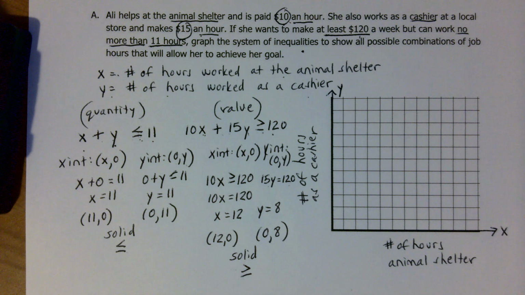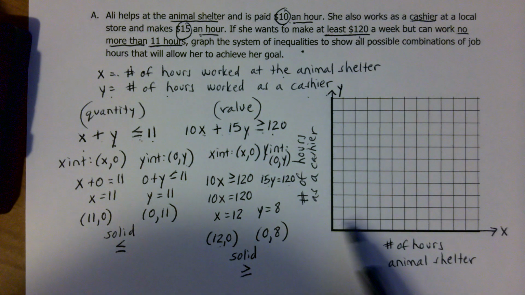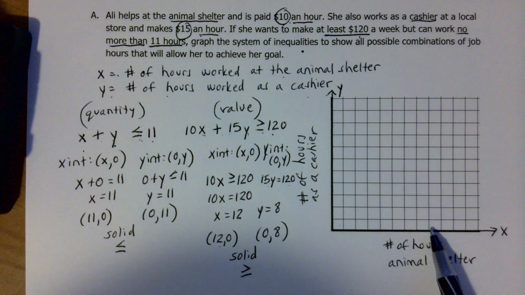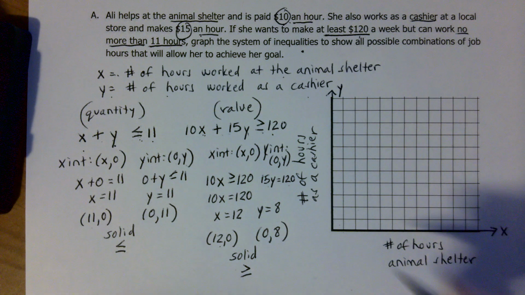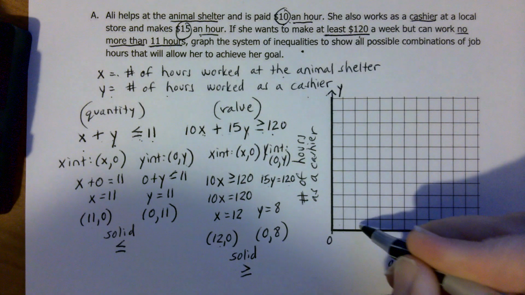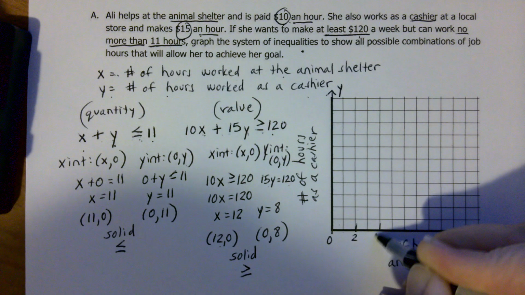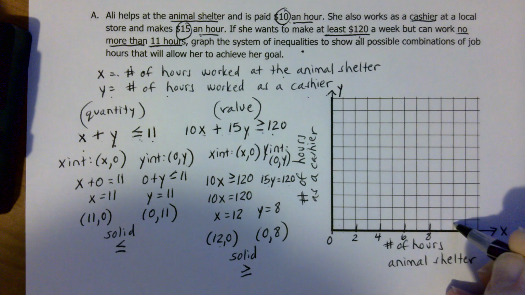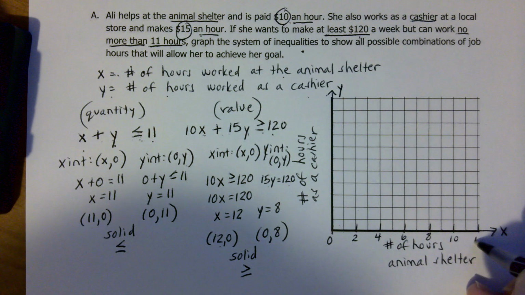Now we're ready to graph. So I take a look at my x values, and I said, okay, the most I'm going to go on my graph is 12. And do I have 12 boxes here? 1, 2, 3, 4, 5, 6, 7, 8, 9, 10, 11, 12. I do. So I can count by ones. This is 0, 1, 2, 3, 4, 5, 6, 7, 8, 9, 10, 11, 12.